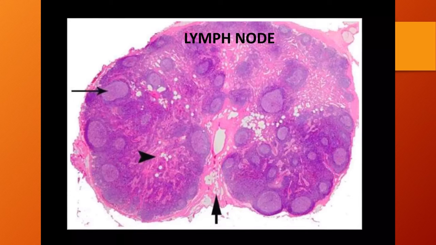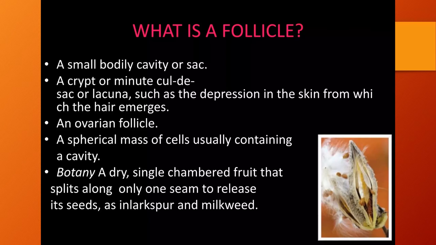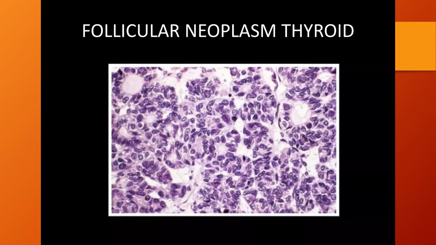Now again come the follicles. Here again no ducts, only cells arranged in nests in a typical arrangement, what we see in the lymph nodes as follicles. These are small body cavities or sacs, minute cul-de-sacs. They are spherical masses of cells that may or may not contain cavities. This is the arrangement of the follicles. So this is the follicular neoplasm of thyroid where we just see closely packed follicles, but no ducts can be identified in this follicular pattern.